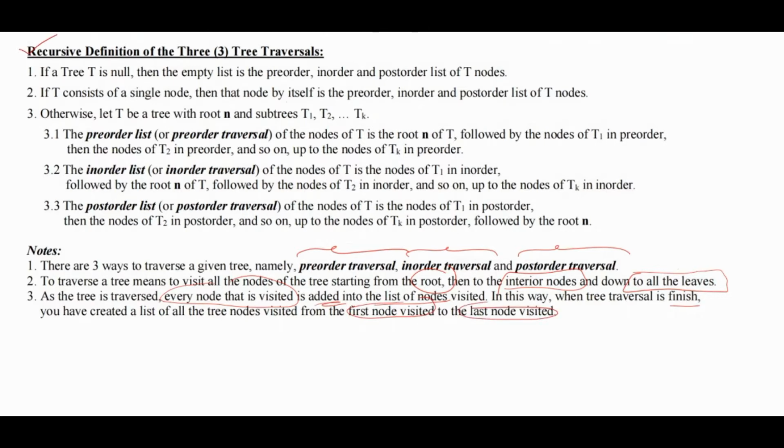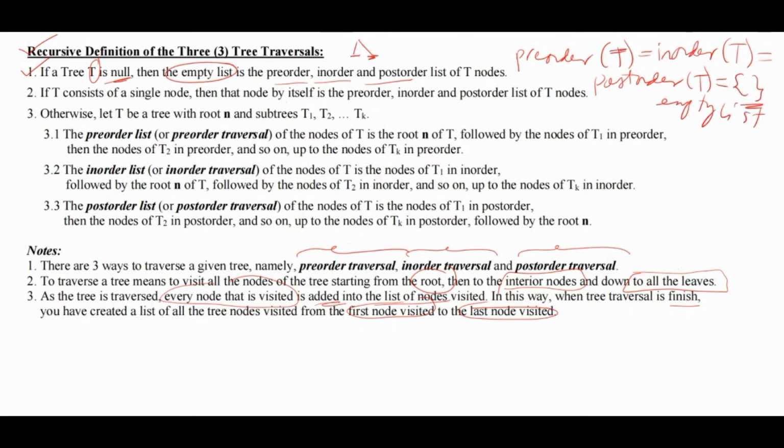This is the recursive definition of the three tree traversals. Say the given tree is called T. In the first case, if the tree T is null or an empty tree, denoted by this symbol, then the empty list is the pre-order, the in-order, and the post-order list of T nodes. So the pre-order of T is equal to the in-order of T, which is equal to the post-order of T, and that is equal to the empty list, because the given tree T is a null tree. We call this a null tree or an empty tree.